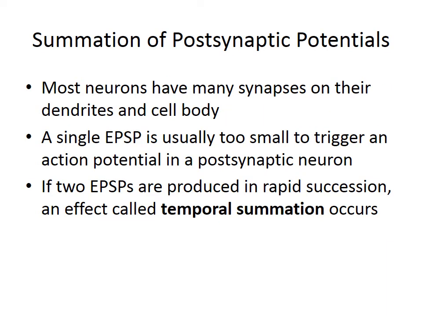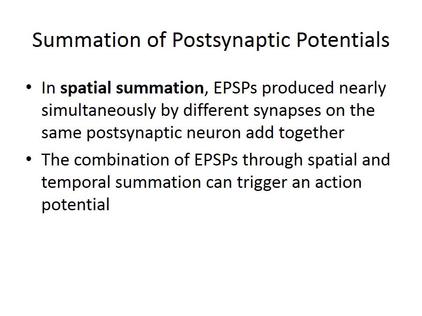Then we also have summation of postsynaptic potentials. So many neurons have many synapses on their dendrites and their cell bodies. And a single EPSP is usually too small to trigger an action potential in a postsynaptic neuron. So if there are two EPSPs that are produced in rapid succession, they're going to add up. And that is an effect called temporal summation. So summation just means adding up. So adding up in time.